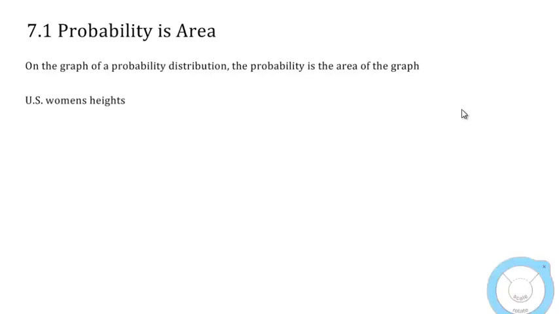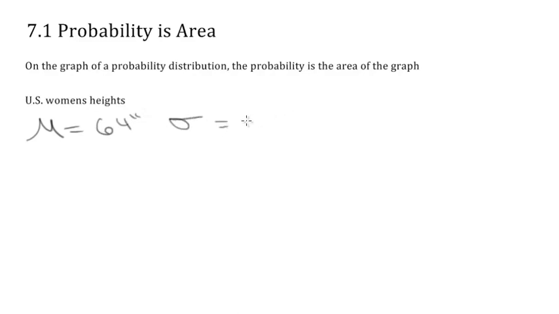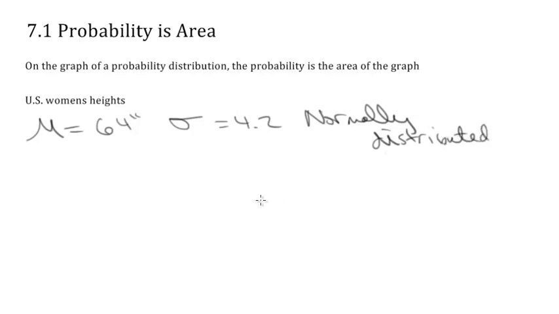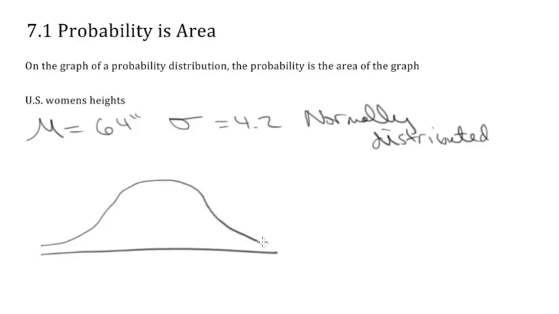So let's start with an example we did back in chapter 3 where we talked about the heights of U.S. women. What we determined back then was that the mean of all the heights, this was rounded I have to admit, was 64 inches. The standard deviation of all of those heights was 4.2 inches, and they were normally distributed. What does that mean? What that means is we were looking at frequency distributions, but now we're looking at probability distributions. If we look at that distribution, we will discover that it is shaped like a bell curve.